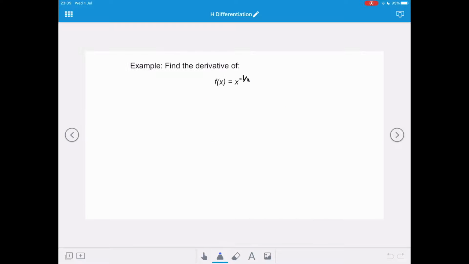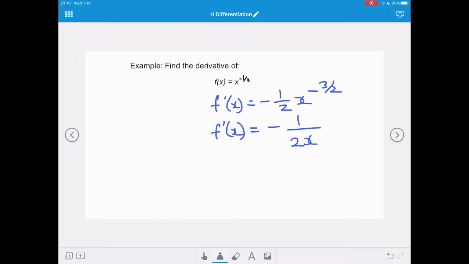all over 3. This example, we want to find the derivative of f of x equals x to the negative 1/2. So f dash x is going to equal negative 1/2 multiplied by x to the negative 3 over 2. And then we're going to make that into a positive index by moving it to the denominator. So it'll be negative 1 over 2 x to the power of 3 over 2. And then we're going to use our rules of indices to change that into a root. So f dash x is going to equal negative 1 over 2, and it's the square root of x cubed.